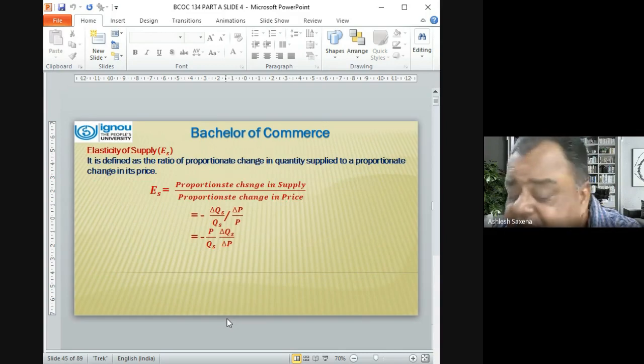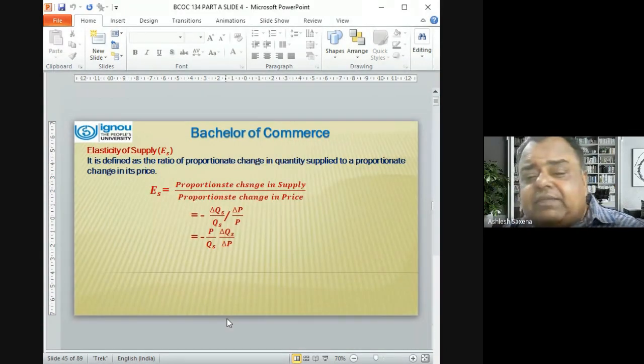Then what is the correlation for elasticity of supply? Elasticity of supply is the ratio of proportionate change in supply to the proportionate change in price. So supply is delta Qs by Qs divided by delta P by P. By transforming, it will be P by Qs into delta Qs upon delta P.